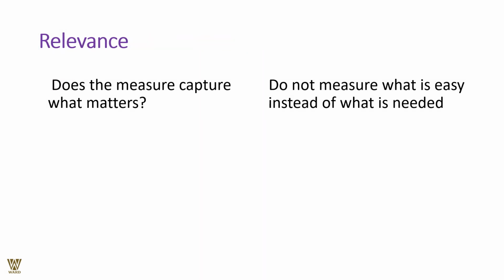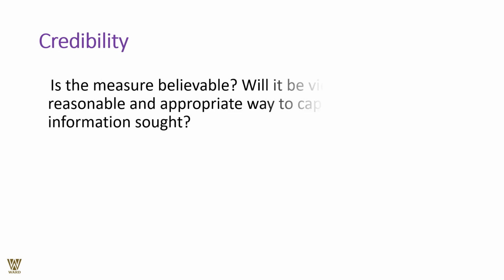So relevance: does the measure capture what it is meant to measure? That is what we are trying to do. If we're trying to measure happiness and you are looking at a bank balance, probably these are two different things altogether. So does that measure capture what matters? Do not measure what it is, instead what is required. Did I say happiness and bank balance don't go hand in hand? But then people might get it aligned.